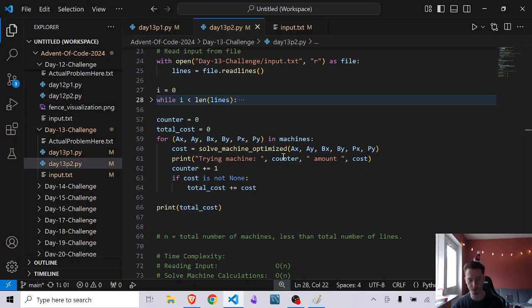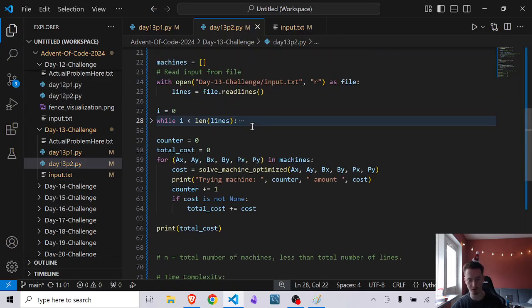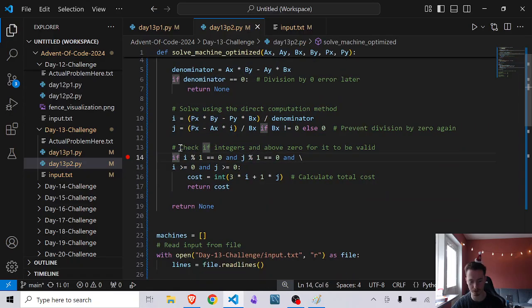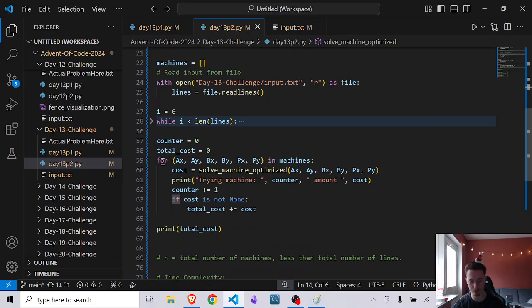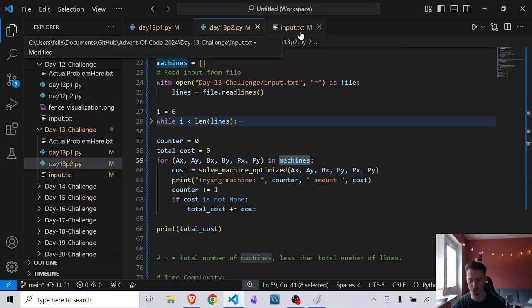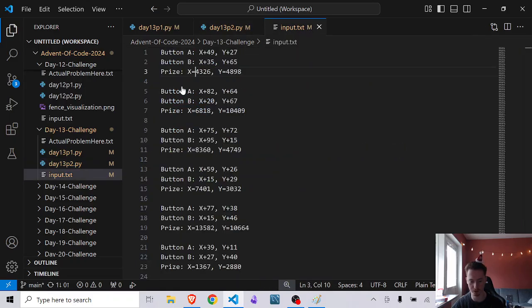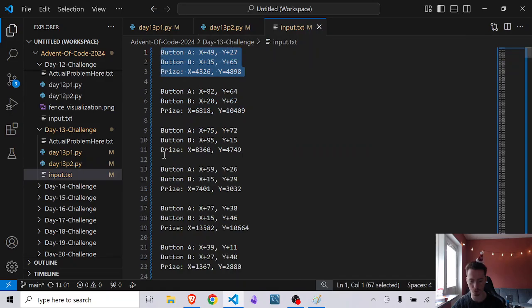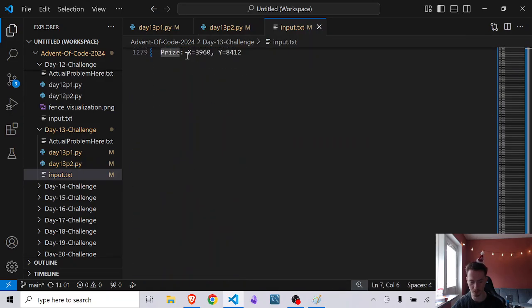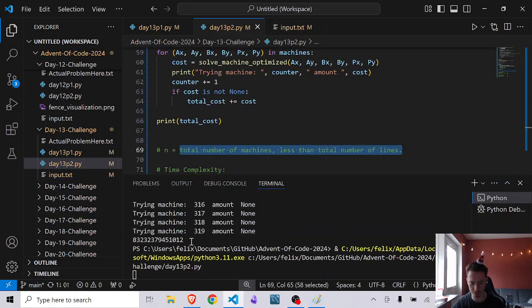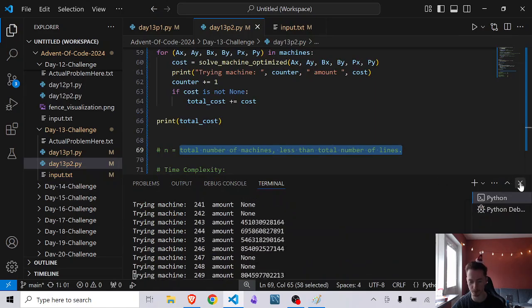But in part 2, the time complexity is a lot better, because if we look, we don't have any for loops at all. We just have an if statement here, an if statement here, and that's it. The only for loop that we have is when we iterate through all the machines, which we have to do to check all the machines. So this is extremely fast, and it's just O of n. And n is not even all of the lines, it's the number of machines. For each 4 lines we have 1 machine, and we had 1,200 something lines. If we run this again, we can see how many machines there were, 319, but it starts from 0, so it's 320 machines.